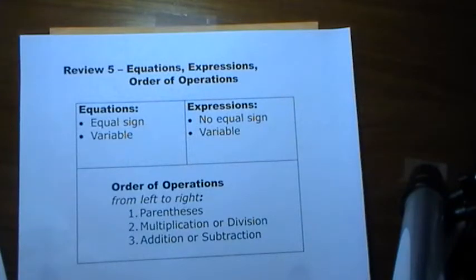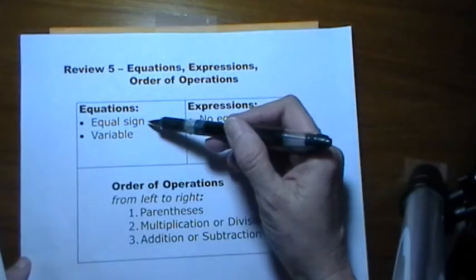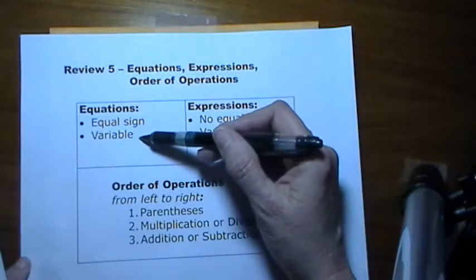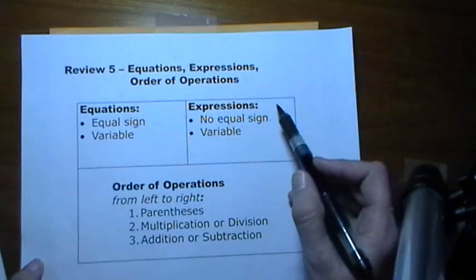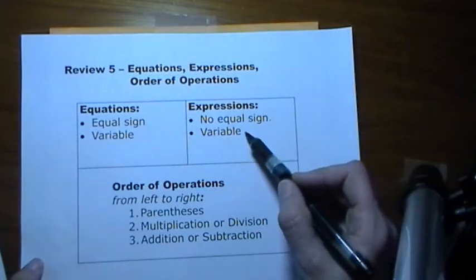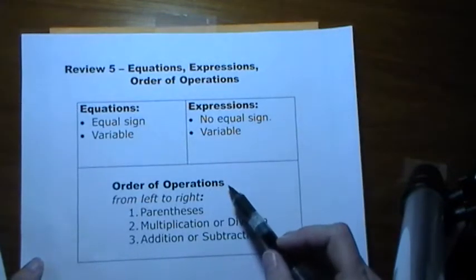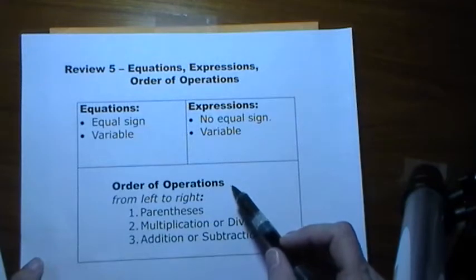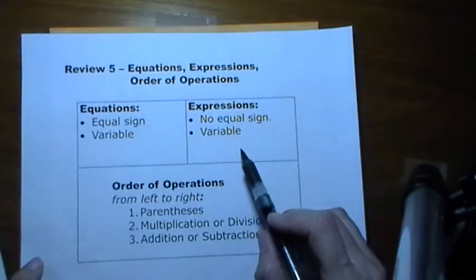In review number 5, we will take a look at equations, expressions, and the order of operations. Now you know you're looking at an equation because it has an equal sign and at least one variable. But expressions have no equal sign, and they do have one variable or more. The order of operations are the rules we follow when we solve equations and when we evaluate expressions.